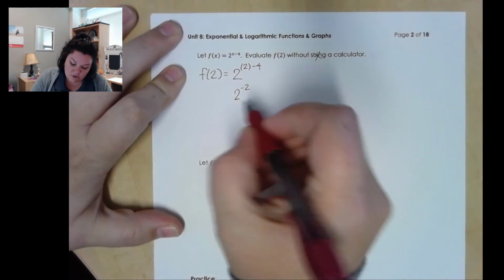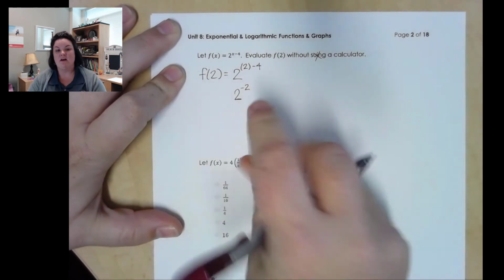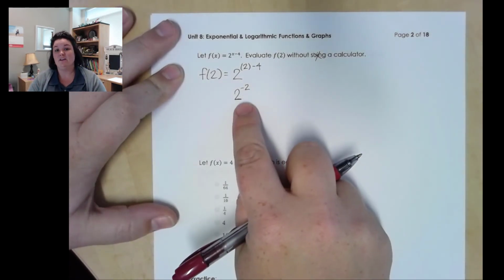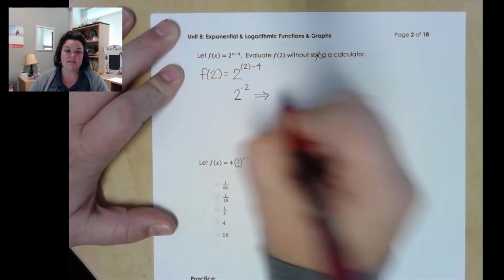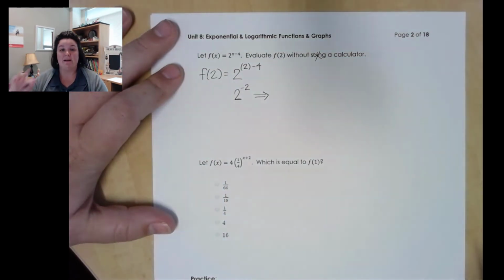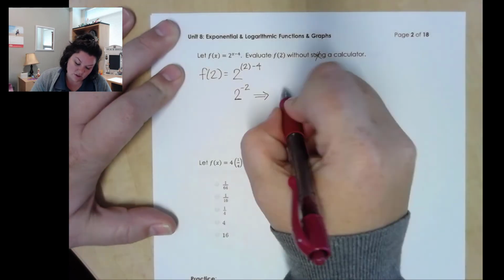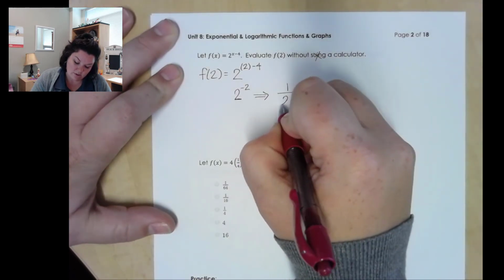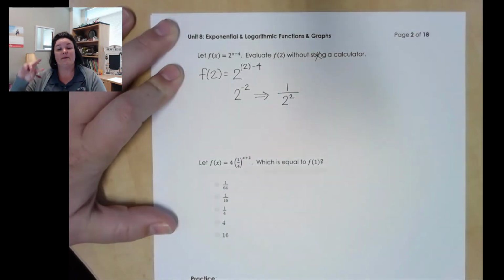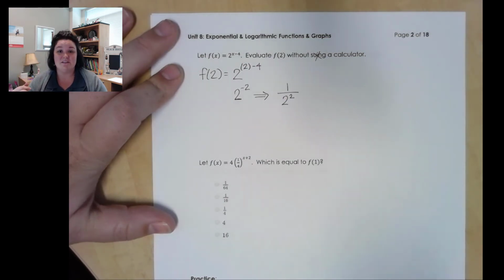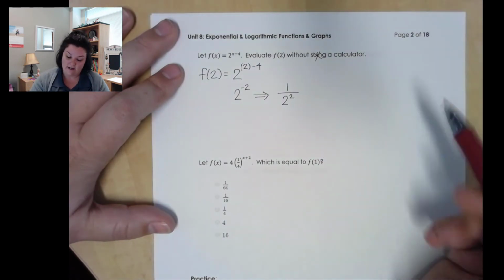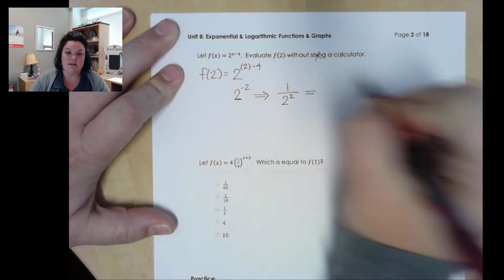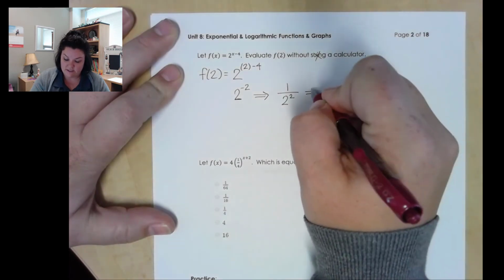So I can't actually evaluate this until I have a positive exponent. So I want to go ahead and rewrite this with a positive exponent by flipping it. I'm going to move that 2 down to the denominator because right now it's in the numerator. And by flipping it down to the denominator, that changes the sign of my exponent. So now I have 1 over 2 squared, and then I can go ahead and simplify that. So I just get 1/4.